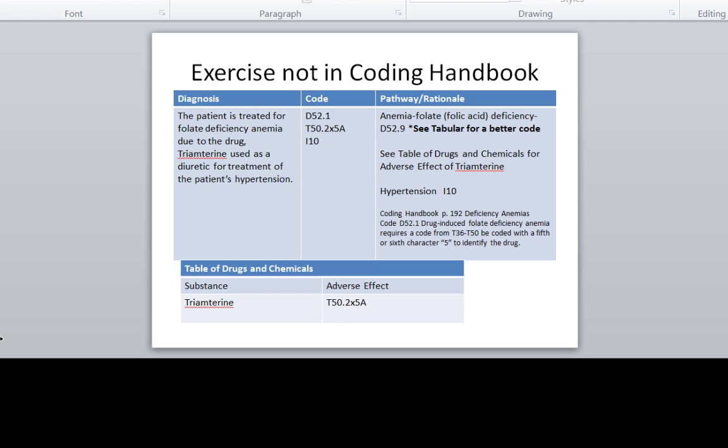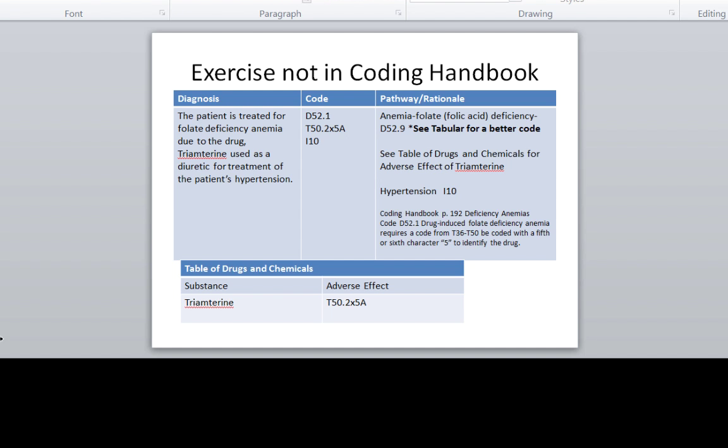In this diagnosis, the patient is treated for folate deficiency due to triamterene, and triamterene is used as a diuretic for the treatment of hypertension. So you're going to have to code the anemia, the T code for that drug, adverse effect of that drug, and the patient's hypertension. And I take you here through some of the rationale, the pathway, but I want to bring to your attention something that's different in this case.